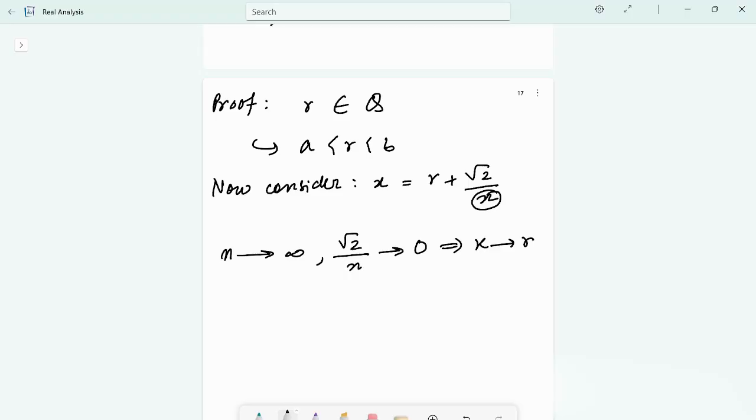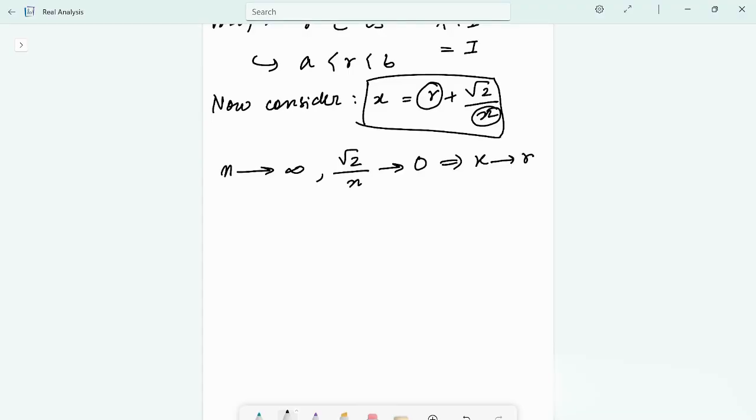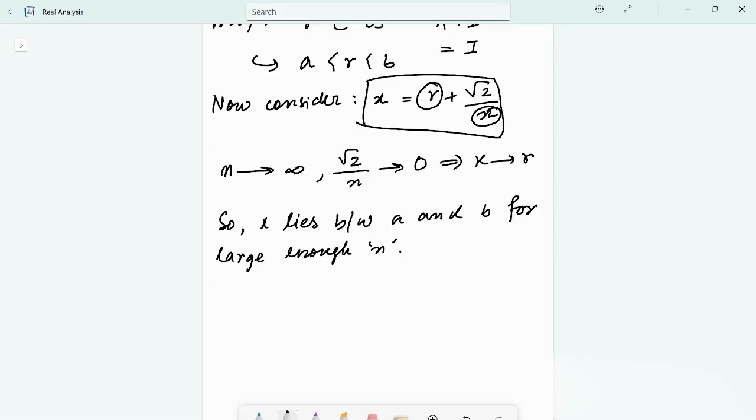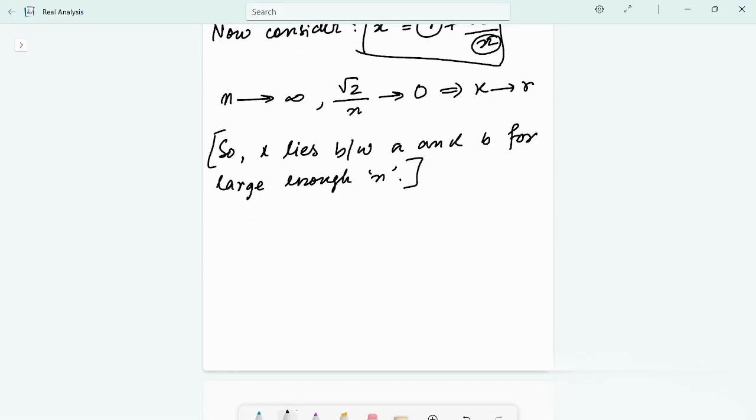But let me clarify one point here. Why is this an irrational number? This is rational, right? But why is this whole thing irrational? Because rational plus irrational becomes an irrational number. Now coming here, x lies between a and b for large enough n. Therefore, we have proved this. Hence, this theorem is proved. Very simple theorem, all right.